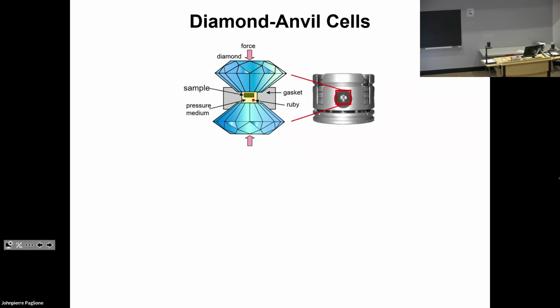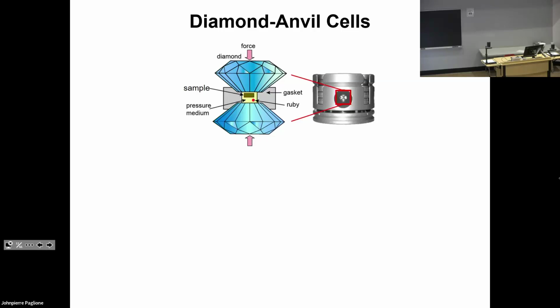This is our sample chamber, housed by the diamond culettes, the faces of the diamonds, as well as some gasket material. But even though we're applying uniaxial force, of course, we're compressing the sample medium, or the sample itself, from hopefully all directions, so isotropically. And so choice of that sample, the pressure medium, is also very important.